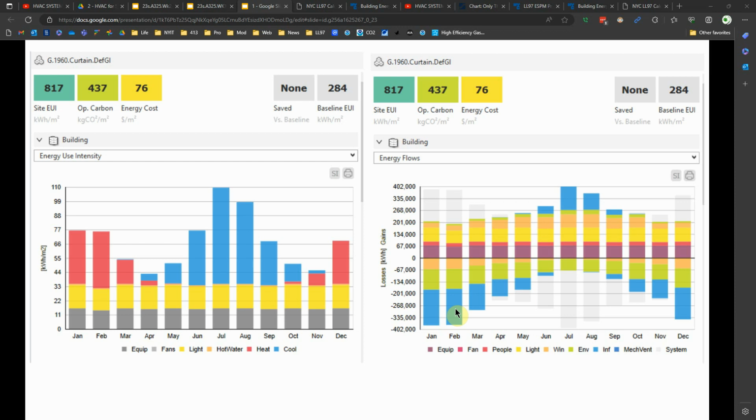Okay, so that's the basic idea. This is a thermal model that I'm showing you. So let's go and look at Climate Studio and how we generate this data.